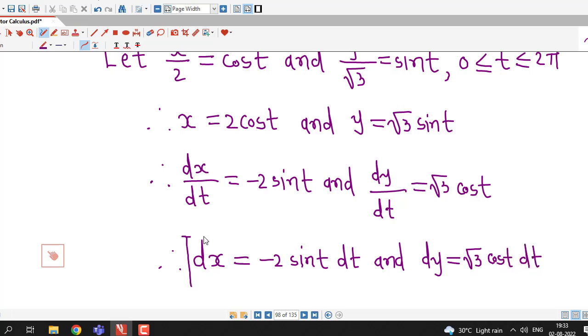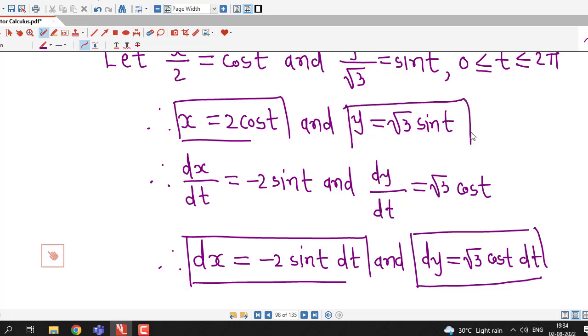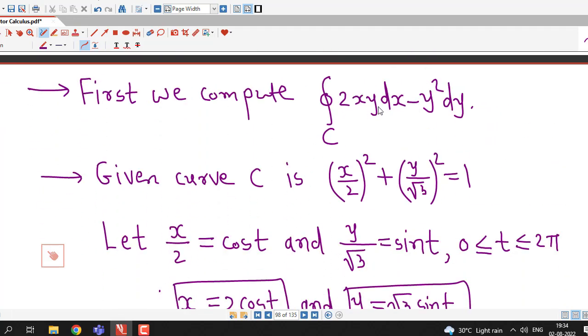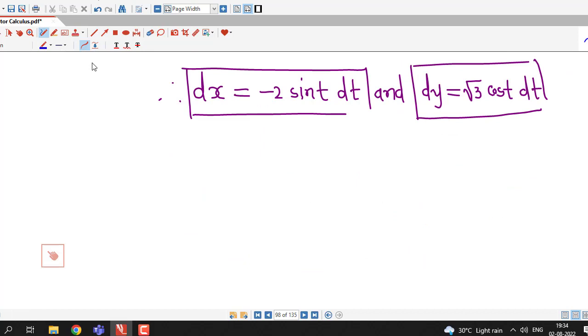So in our line integral we will replace dx by minus 2 sin t dt, dy by √3 cos t dt, and we will replace x by 2 cos t, y by √3 sin t. So using all these things, this line integral will be converted into an integral of a function of only one variable, which is t, and limits of integration will be from 0 to 2π. So now we write down that converted integral.